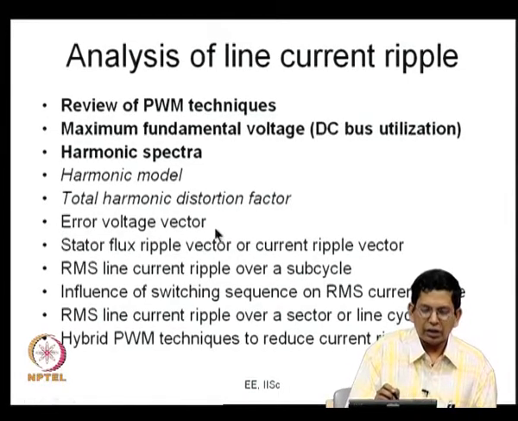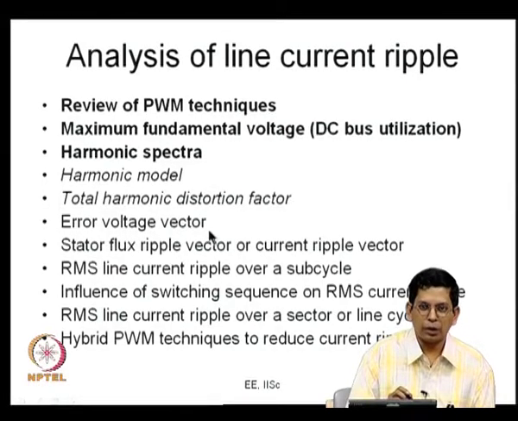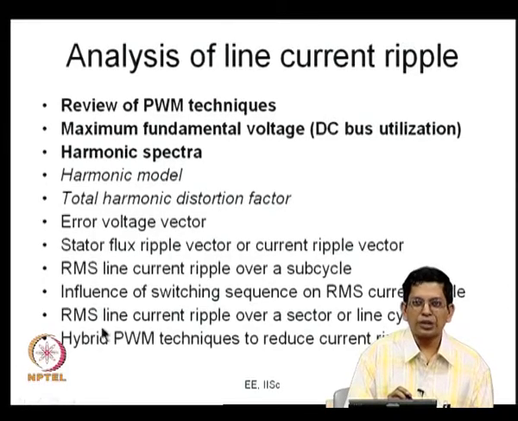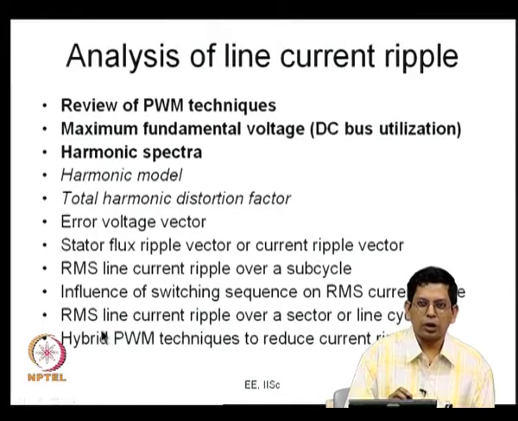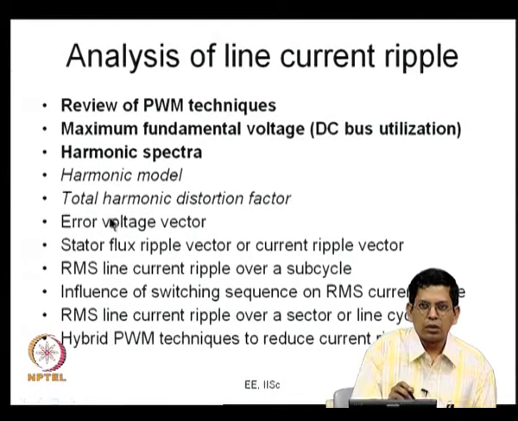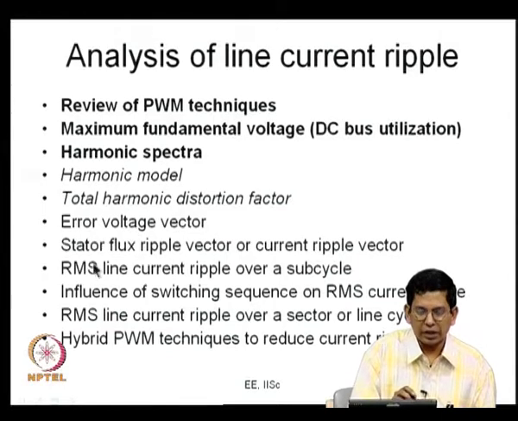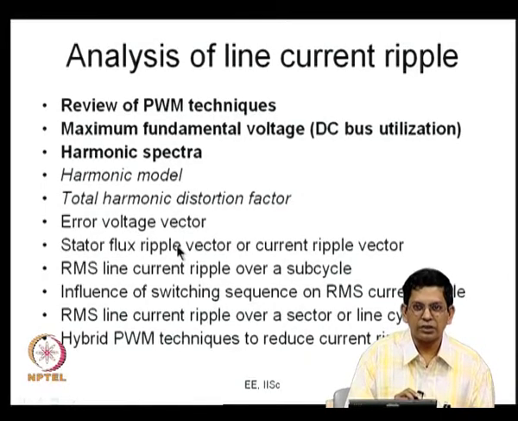In a different way, if you look at it, you have a fundamental voltage and you have harmonic voltages in all the 3 phases. The sum of all harmonic components you can call voltage ripple. Now, transform the voltage ripple in the 3 phases into a 2-phase quantity in the space vector domain, and that is the error voltage vector. So, the error voltage vector is the space vector representation of the voltage ripple. By voltage ripple I mean the actual voltage minus the desired sinusoidal component.